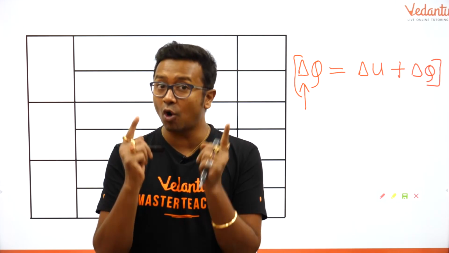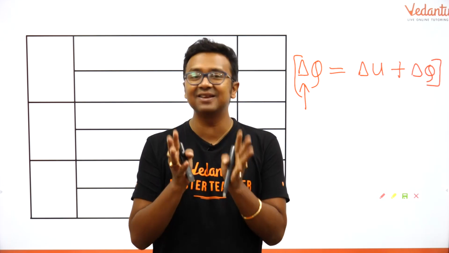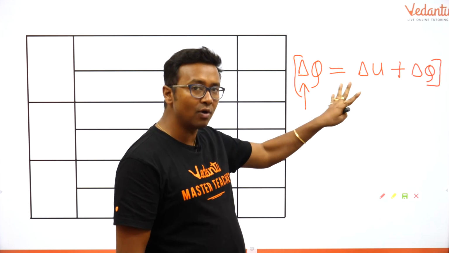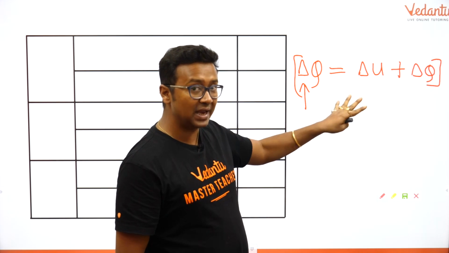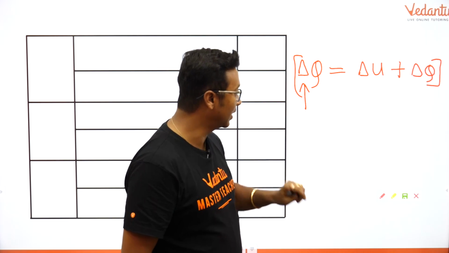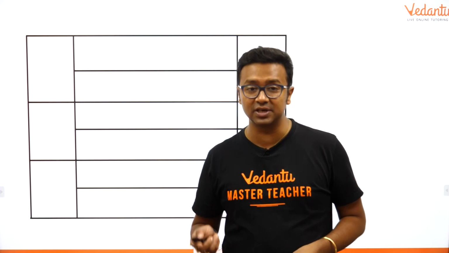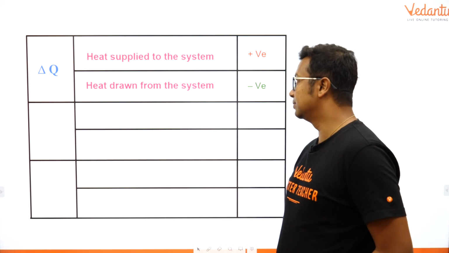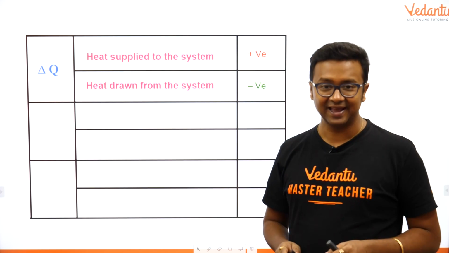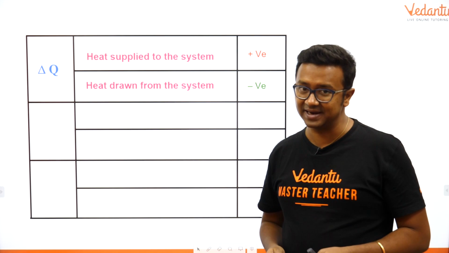Now, in order to do problems with this formula, my dear students, there is a sign convention that you need to remember. It's a very easy formula, and a lot of questions in JEE, NEET and other competitive examinations are based on it. So let us look at the sign convention I'm talking about. Delta Q, if it is supplied to the system, is considered positive, and if it is extracted from the system, it is negative, my dear students.